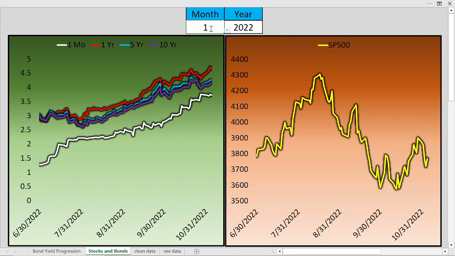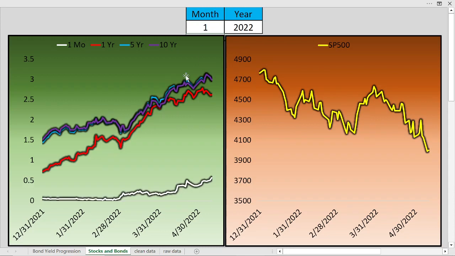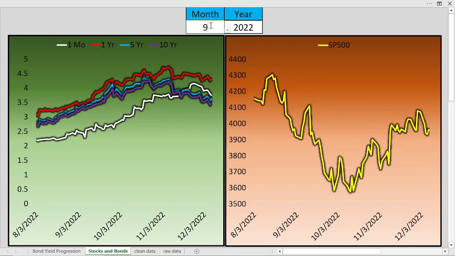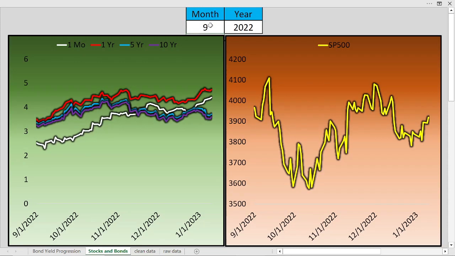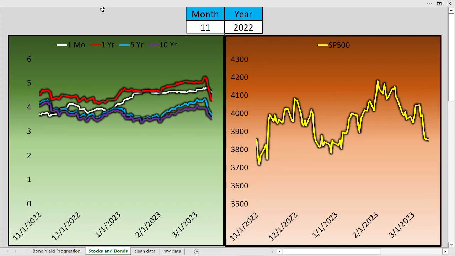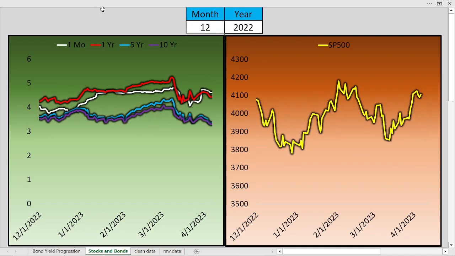Compare that again. January 2022, notice the red line was below, the white line was much, much lower. Fast forward to July. Now the red line's above, the white line's very close. August, September, October, November, and December. Now notice what's happening at this point.